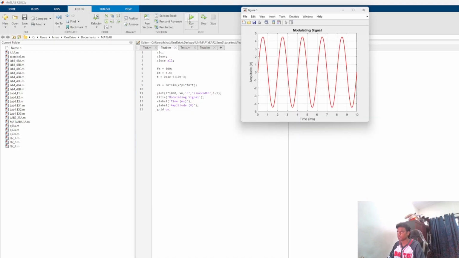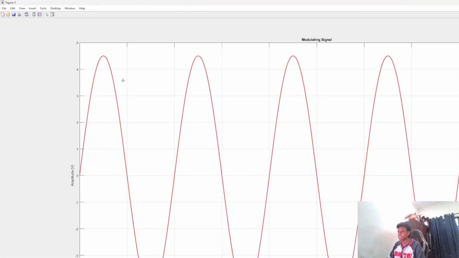So I will run this program. After we run this program, we get a sine wave. The graph shows a lower frequency sine wave compared to the carrier signal. Since the frequency is only 500 hertz, the waveform changes much more slowly. From here we can learn that if the frequency is higher, we get a lot of sine waves, but if the frequency is low, we can see our sine waves clearly.